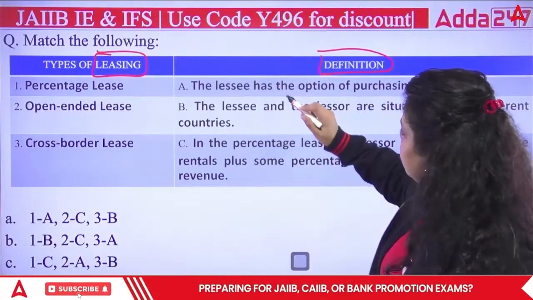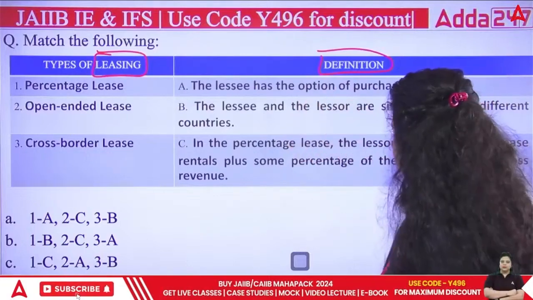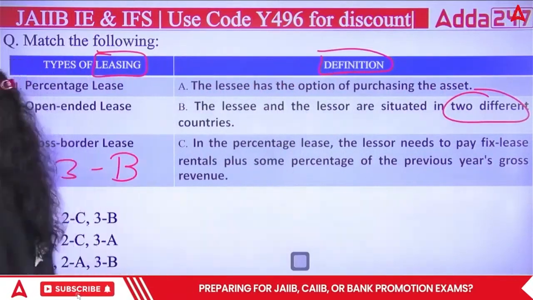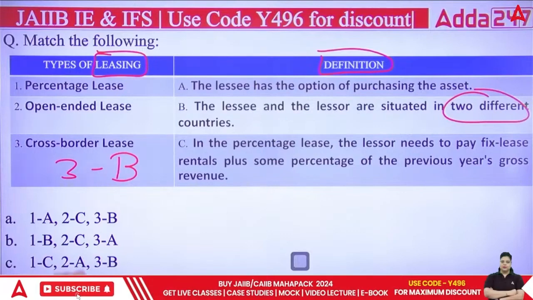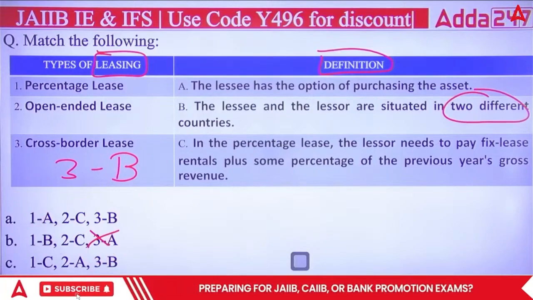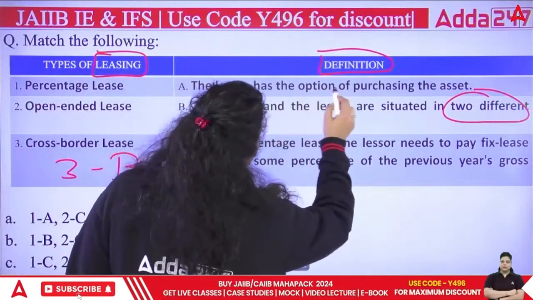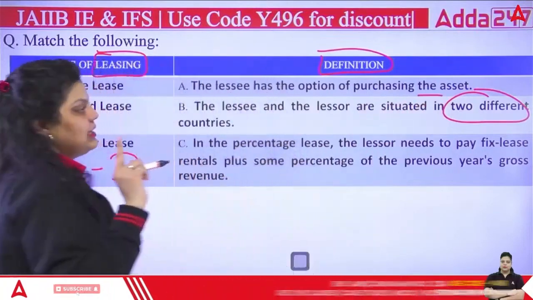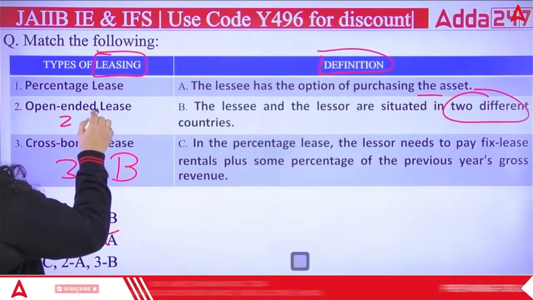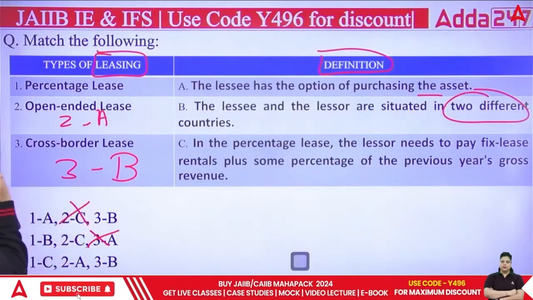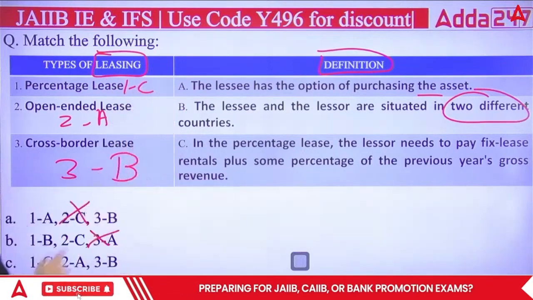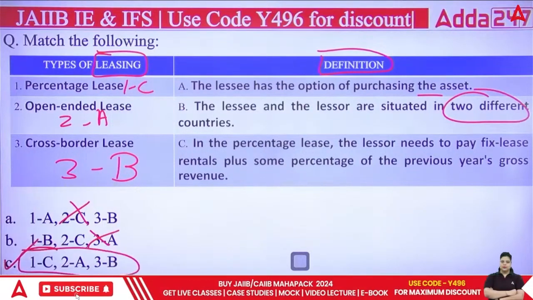The second definition is saying, the lessee and the lessor are situated in two different countries. So, this confirms that the third has answer B. Okay, the third match is B, so you can eliminate the B option because it says third is A. Now, for the second, we have to find out percentage lease. The first is saying the lessee has the option of purchasing the asset. This option will be given in case of what? Open-ended. So, second is A. If second is A, the first option is also eliminated. And obviously, the first is C. So, C, A, B will be the right combination.